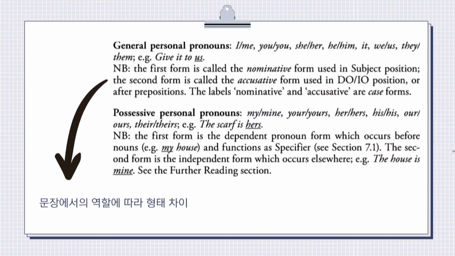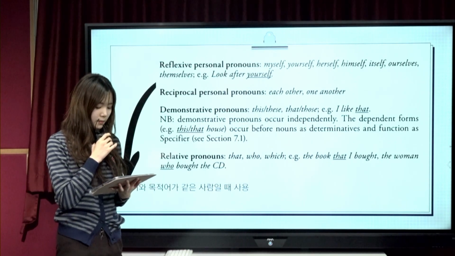Next, possessive personal pronouns show ownership, like my, mine, your, yours, her, hers, his, our, ours, their, theirs. The first form, such as my or your, comes before a noun, for example, my house. The second form, such as mine or yours, is used alone.